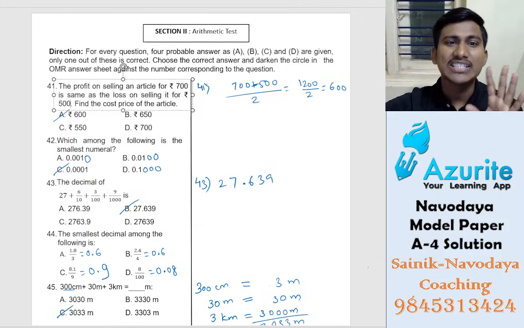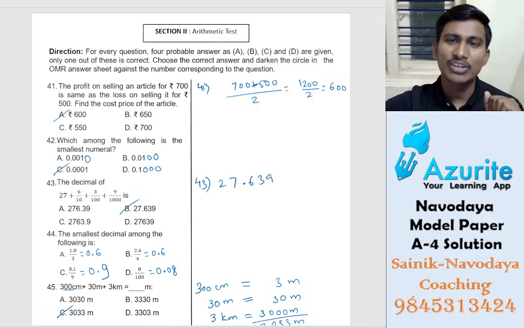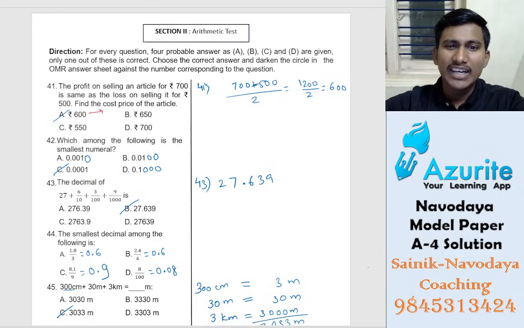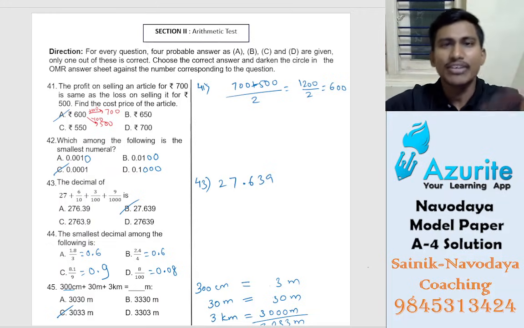So what we should do in this case, we should add these two, 700 and 500 and divide by 2. 700 plus 500 is 1200. 1200 divided by 2 means 600. So 600 will be the answer, option A. Or you can go with options. If you sold at 700, 100 rupees is the profit. If you sold at 500, 100 rupees is the loss. So profit and loss are both same. That way also you can do.